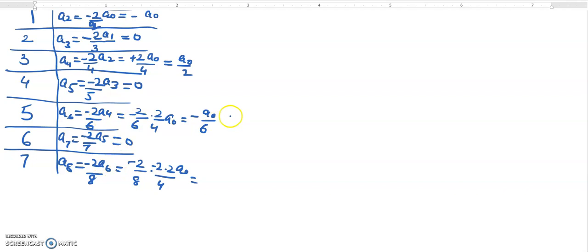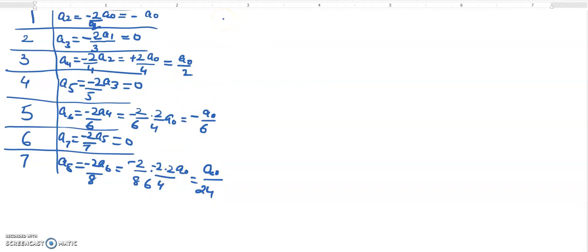A6 was here, minus A0 over 6. Yes, so A0 over 6, which was the same. And then actually 6 was also here. I forgot to put this 6 from here. So 2, 2, 2 cancel, and then this is 6 divided by 2. So it is, and then minus minus plus, so it will be plus A0 over 24. So we can already see the pattern over here.